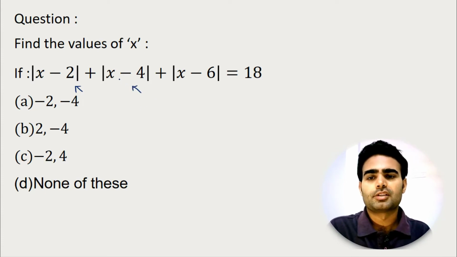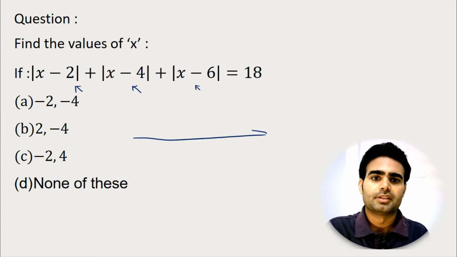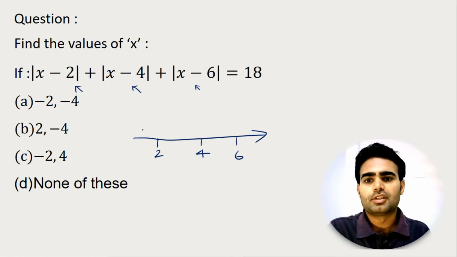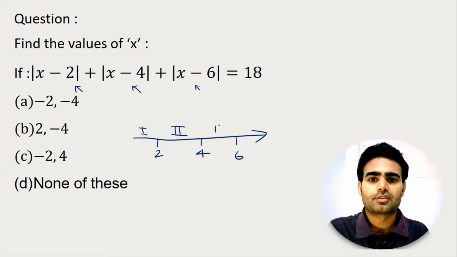So it is 0 at x equal to 4, and this last mod will be 0 at x equal to 6. If we draw a number line here, you can see 2 is the smallest among them all, 4 is greater, and 6 is the largest. So there will be four cases here because of the critical points. One case less than 2, the second between 2 and 4, the third between 4 and 6, and the fourth case greater than 6.